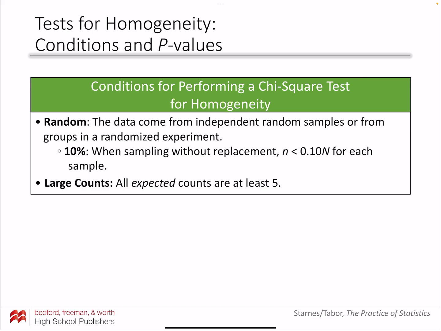Now let's talk about conditions. These conditions are going to look real familiar: random, 10%, large counts. For random, we need independent random samples, or the random piece has to come from an experiment that was randomized. So subjects were randomly allocated, like they were in the previous example. The 10% condition, remember, we don't use when we have subjects that are randomly allocated, only when we have SRSs. And then for large counts, remember, a hypothesis test is always assuming that H0 is true. And if H0 is true, then your expected counts are true. So your large counts condition is that the expected counts all have to be at least 5.